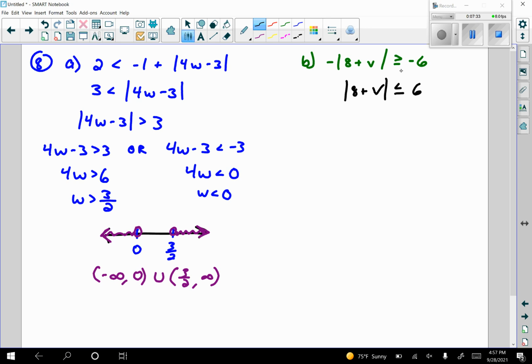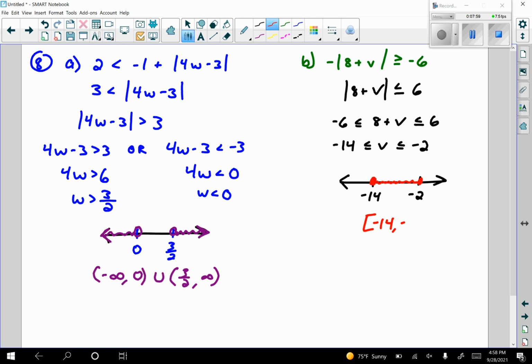It's a less than. So I want to say negative 6, or 8 plus B, is going to be in between negative 6 and 6 inclusive. So I just need to subtract 8 from everywhere. So we'll get B is greater than or equal to negative 14 and less than or equal to negative 2. Put that on a number line. Closed endpoints on both of these. Shade in between. So we'll have brackets, negative 14 to negative 2.